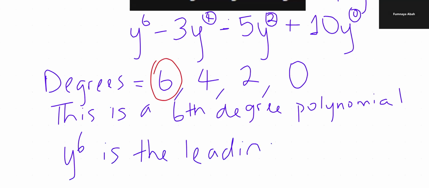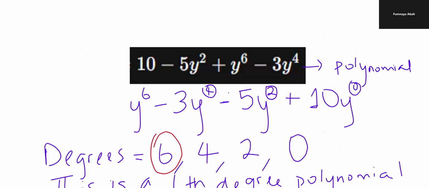And again, I want to point this out because now that we know that y raised to the power of 6 is the leading term, if we look at the original expression, we can see that 10 was the first term in the expression. So usually the leading term of the expression is the term that is mentioned first, but in this case, the leading term was listed third in the expression.